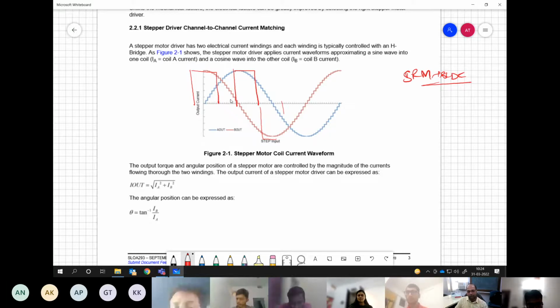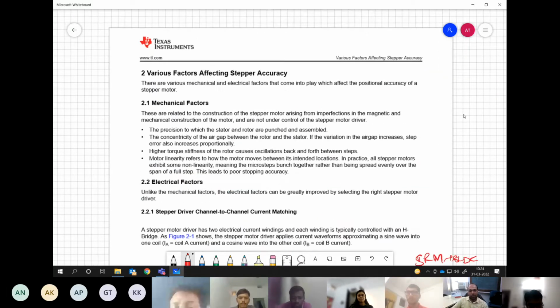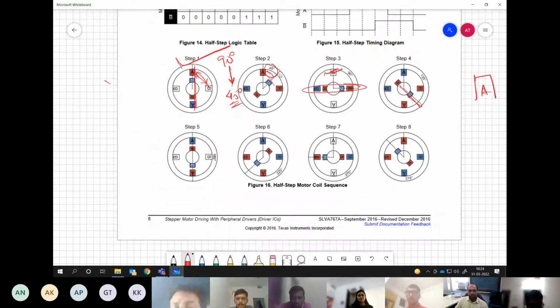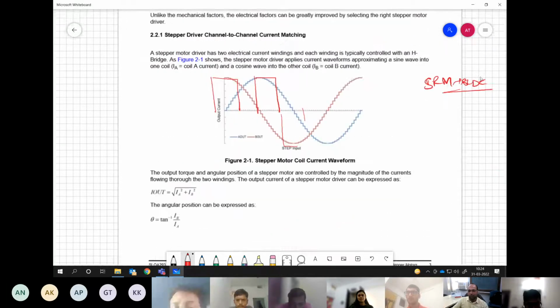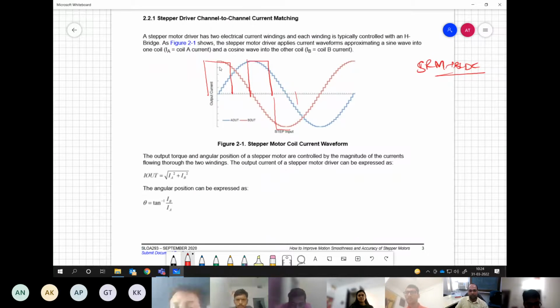Now, instead of going at constant values, let's say you start reducing this slowly and start increasing this slowly in a sinusoidal fashion. Then what will happen? Your rotor will not just jump for 45 degree in the next step. It will slowly move from one position to another position. So now, whatever 45 degree you had, that is divided into so many steps. Whatever are the number of steps in this sine wave.